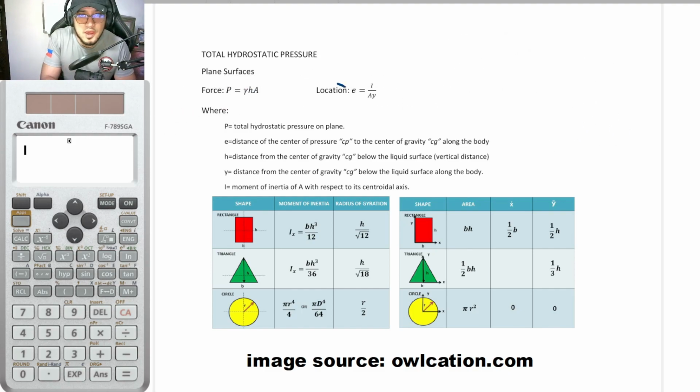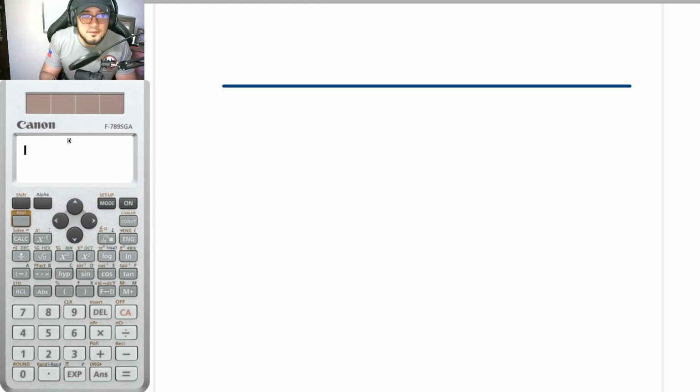And as for the location of that particular force, we have this term which we call eccentricity. When we say eccentricity, it is the distance from the centroid of the plate up until the center of pressure. For you to better understand that concept, it is better if we have a figure.